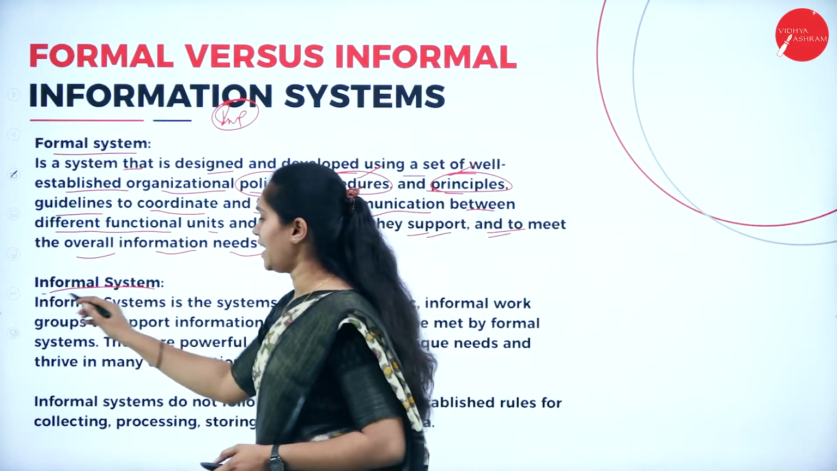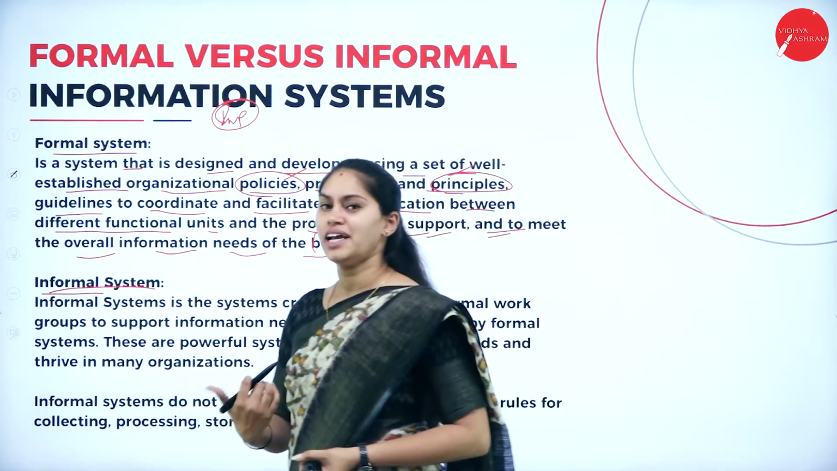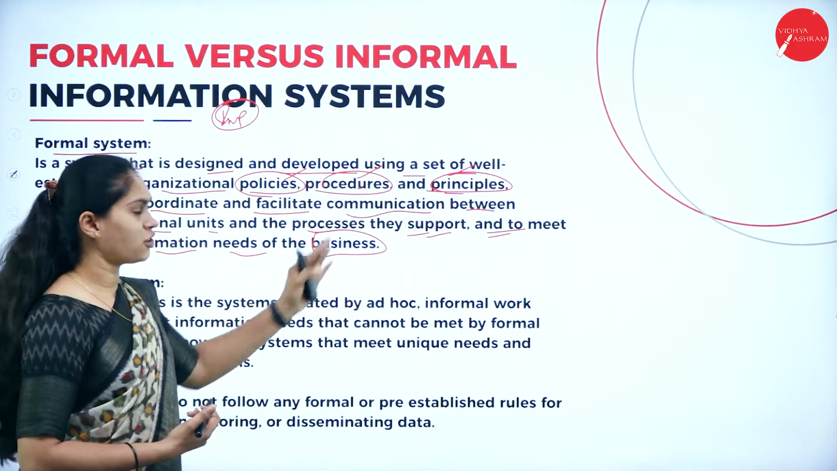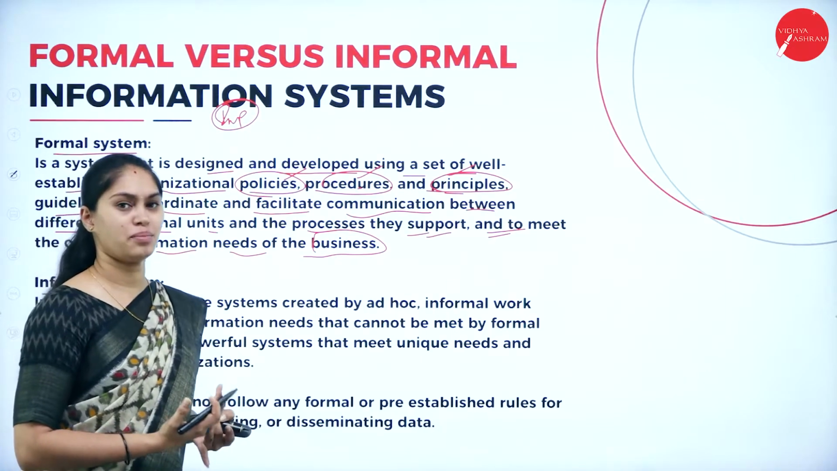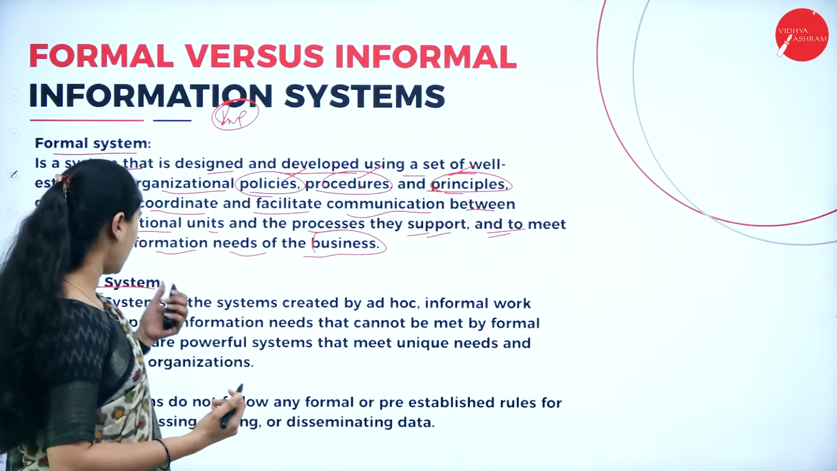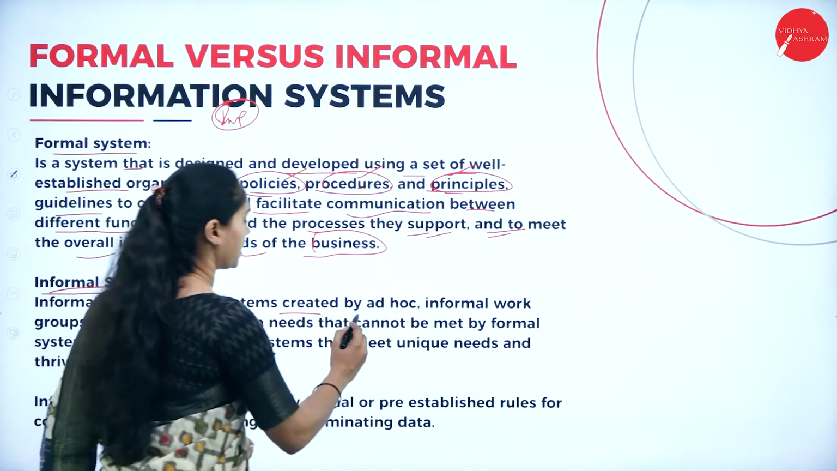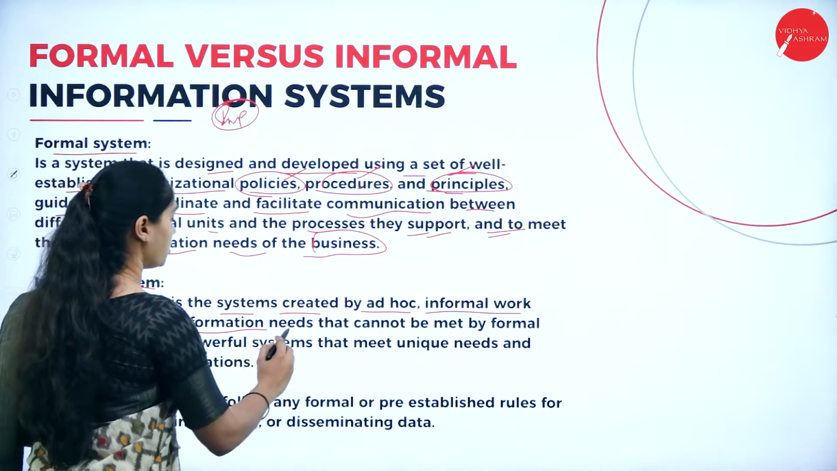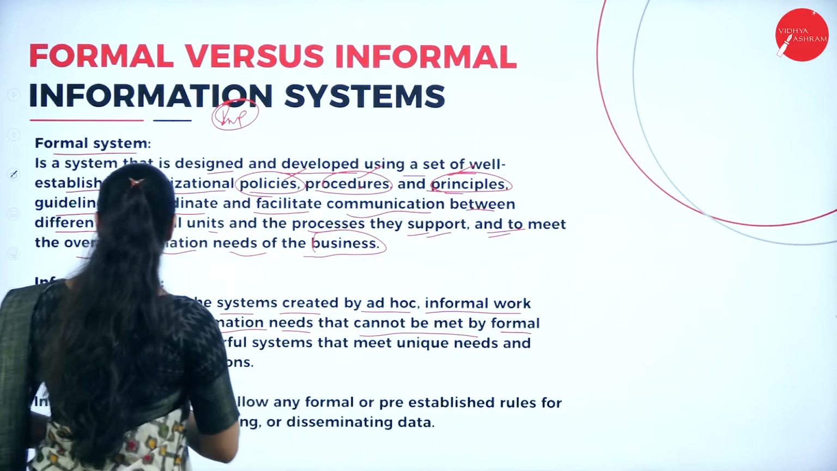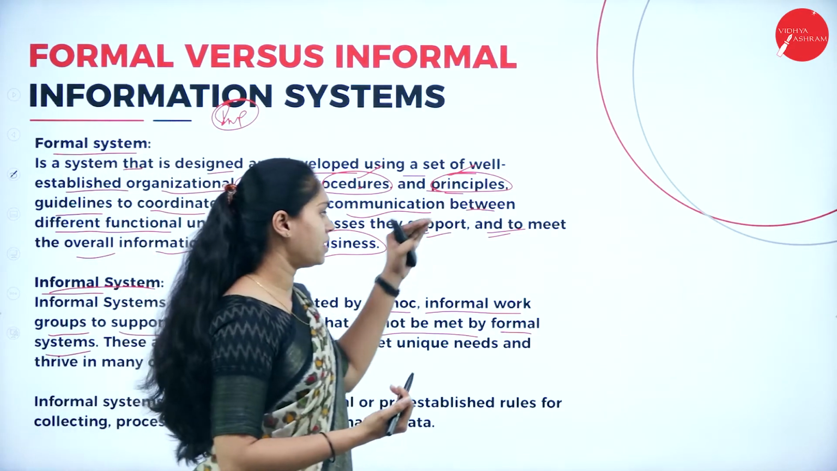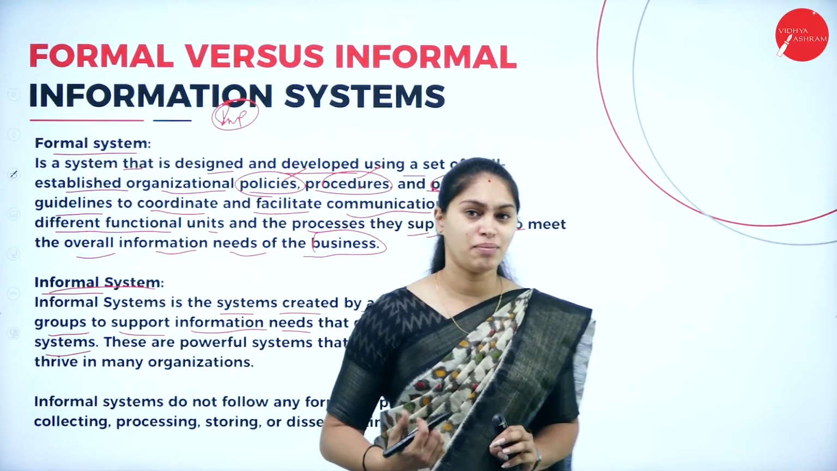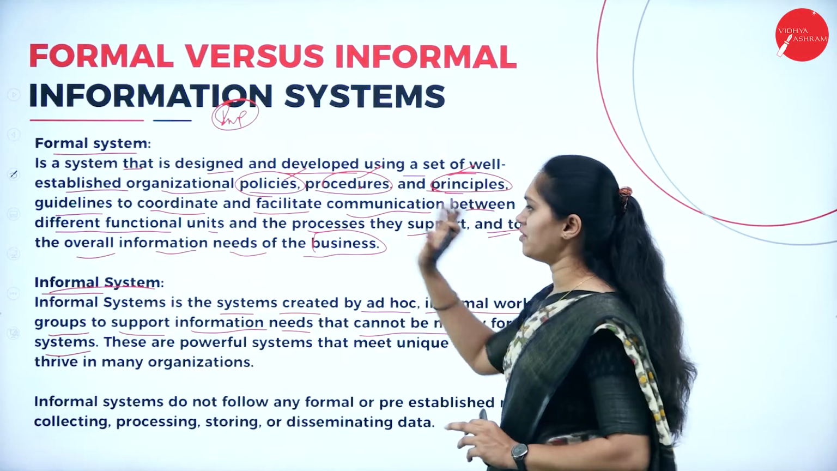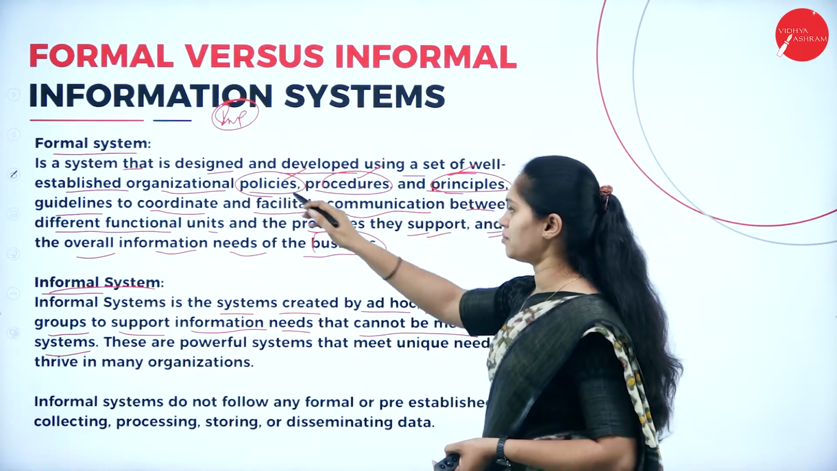Next we have the informal system. As the name indicates, the informal system is not going to obey or have any set of well-defined organizational principles, procedures and policies. Informal is the system which is created by ad hoc and informal work groups to support information that is needed but cannot be met by the formal system. Whatever does not happen in the formal system will take place with the help of this informal information system. But here we do not have any well-established documents, policies or procedures for the organization.